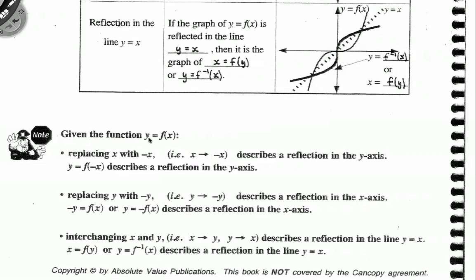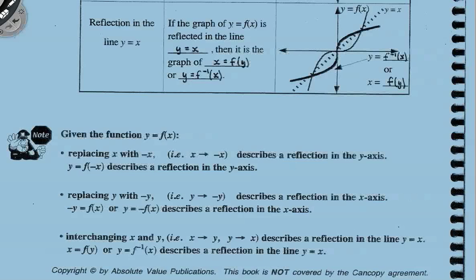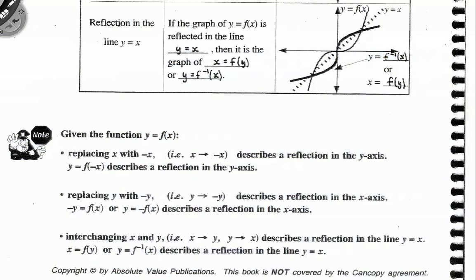Given the function y equals f of x, replacing x with negative x describes a reflection in the y-axis. So that's what's happening. So this describes a reflection in the y-axis. If you've gone from y equals f of x to y equals f of negative x, reflection in the y-axis.